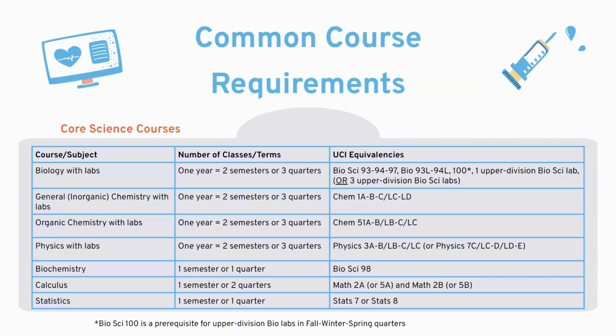I want to make a note here that you'll see that there is a little star by Bio 100. That star means that Bio 100 is a prerequisite for upper division bio labs in fall, winter, and spring quarters. You may talk to one of our advisors later and find out that in the summer you may be able to take bio labs without that Bio 100 course, but we'd want to talk to you before you plan to do that.